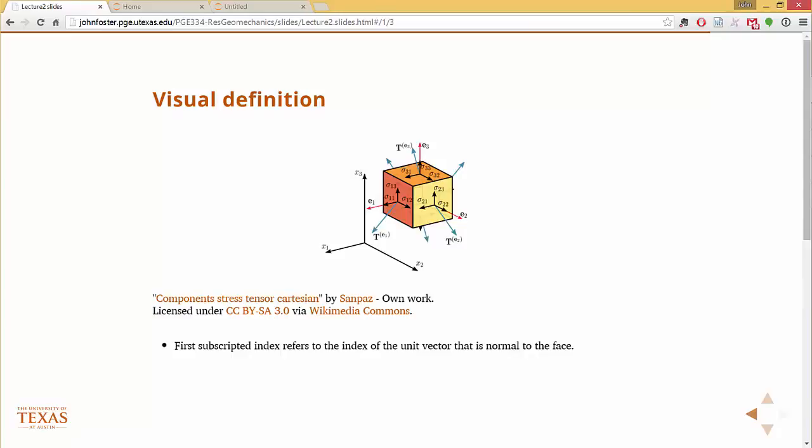The first subscripted index refers to the index of the unit vector that is normal to the face, and the second subscripted index refers to the component of the traction vector. Okay? So what the stress tensor does is it allows us to take any plane defined by a unit normal vector n and determine what the traction vector is on that surface. Okay?